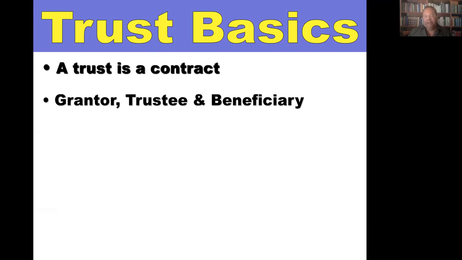Now, in the context of the type of trust we're dealing with, the beneficiary and the grantor will be one and the same. That's what is known as a self-settled trust. So you create a trust for your own benefit where you're the grantor and the beneficiary. So there's only 2 parties, the grantor/beneficiary and the trustee.